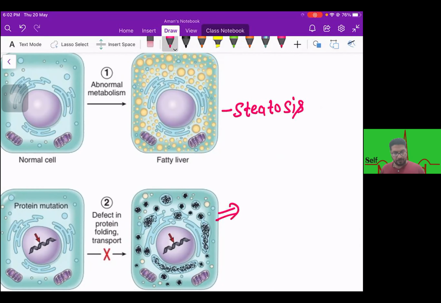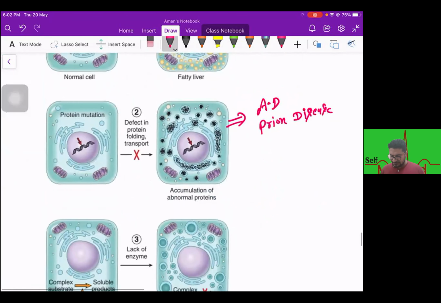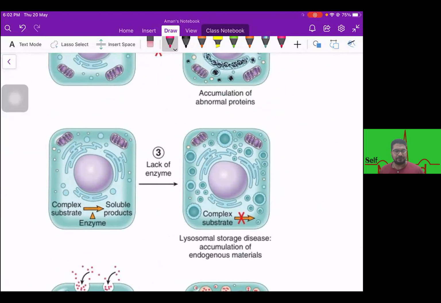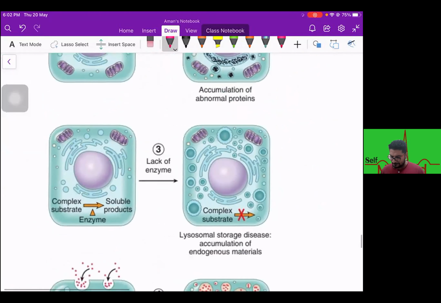And this is protein mutation. You can see it in Alzheimer's disease, this misfolded protein. You can see it in prion disease. These are mutated protein defects. Sometimes disease can occur whenever there is a lack of enzymes, so these can occur in lysosomal storage disease.